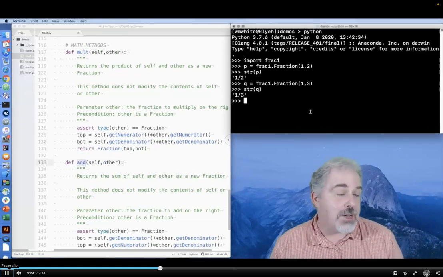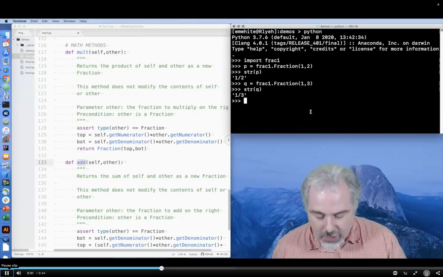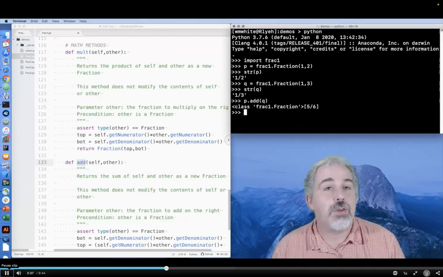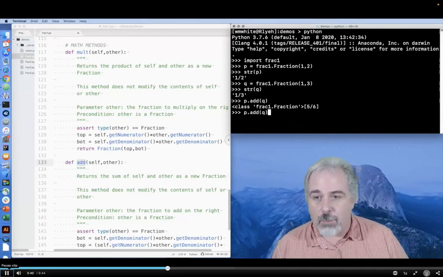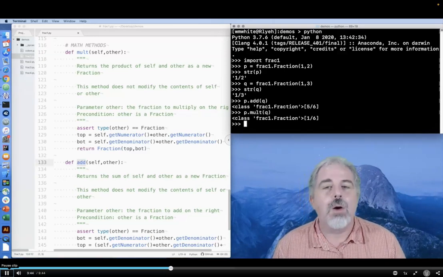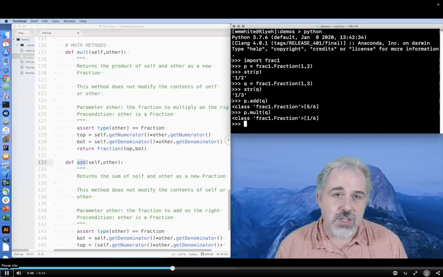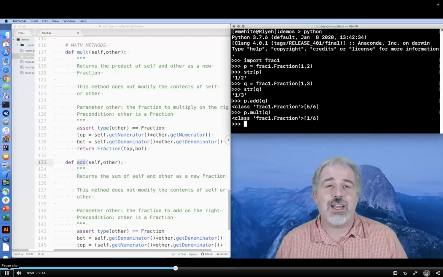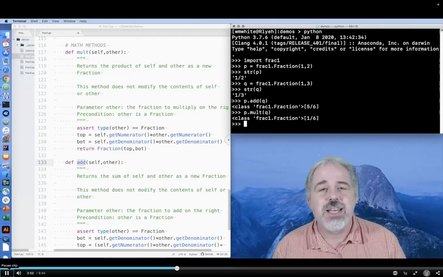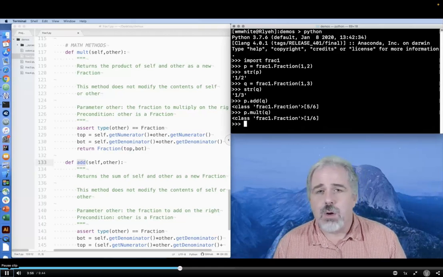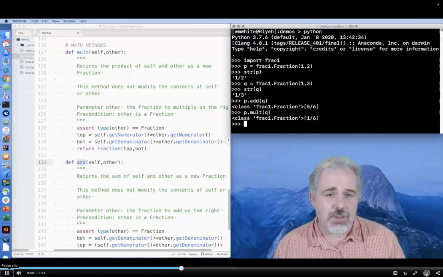So how do I add two fractions together? I do that with a method call. I take my first fraction p, and I say I want to add to it the fraction q. And look at that. 1/2 plus 1/3 is 5/6. If I want to multiply them, I just use the method mult instead. There we go. And 1/2 times 1/3 is 1/6. Okay, so this is addition and multiplication, and we pretty much get the idea here. If I just want to add more operations, I just add more methods. That makes more sense. So why do I need to have an entire video series about this?